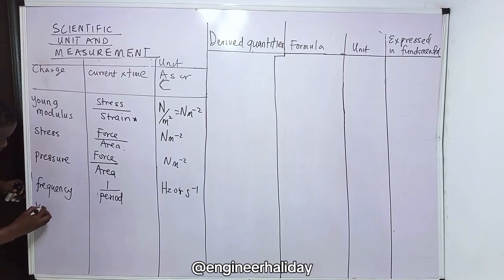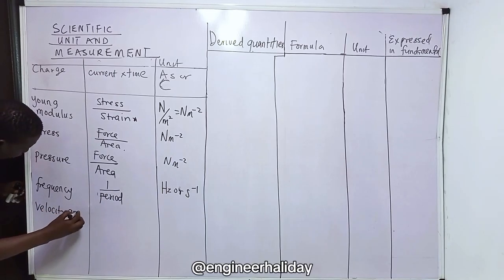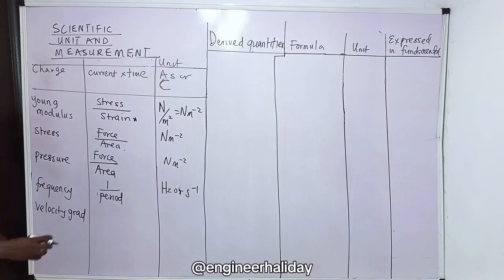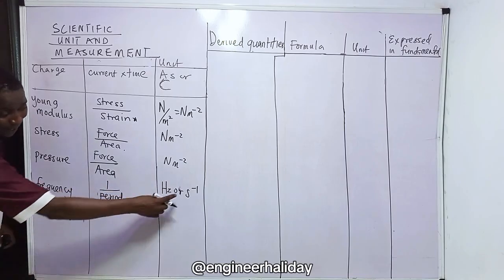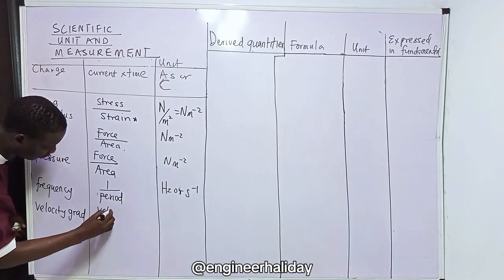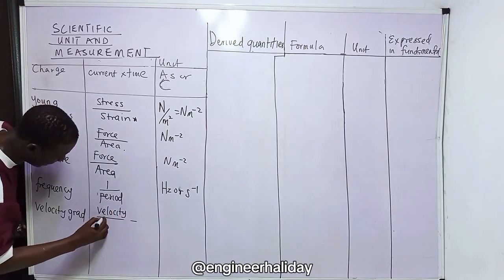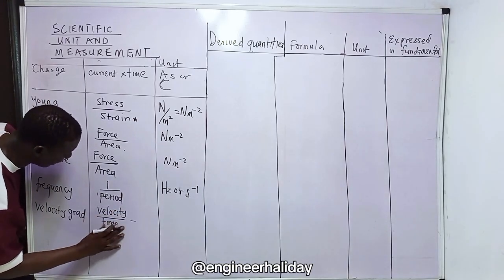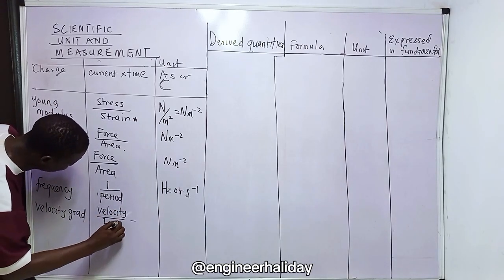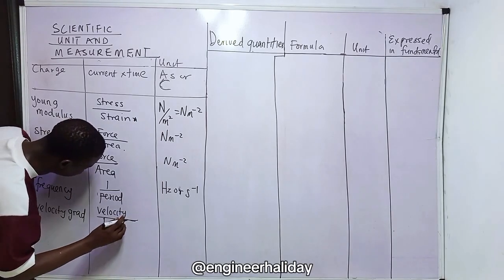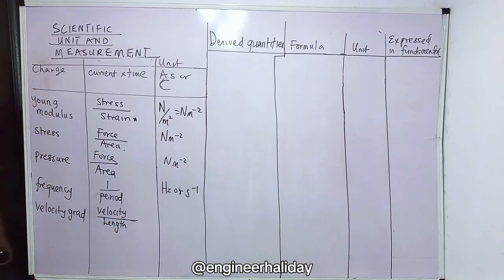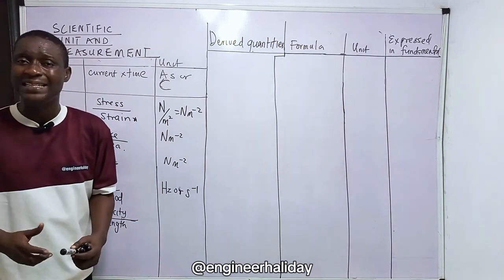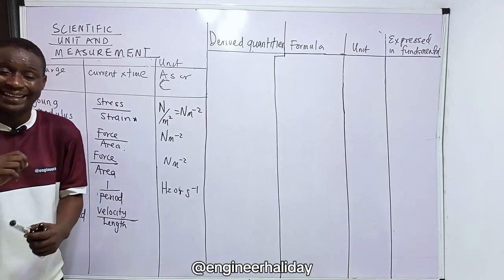We have what is also called velocity gradient. Velocity gradient has the same unit as per second. It means velocity divided by length. Anytime we mention velocity gradient in physics, we are talking about something divided by length. Please take note of that. Temperature gradient means change in temperature divided by length.